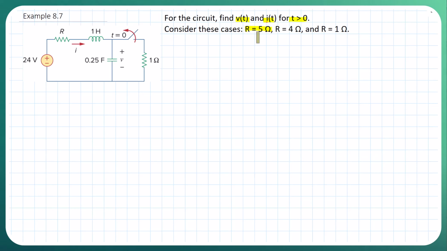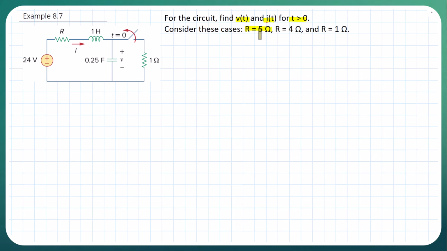And you can just imagine if you change the values of the resistances, you're going to pretty much compare the differences between the alpha and omega naught values, and it's going to determine whether you're going to be over-damped, critically damped, or under-damped. So I'll let that be an exercise you do on your own for the other two, but let's just do the first one together.